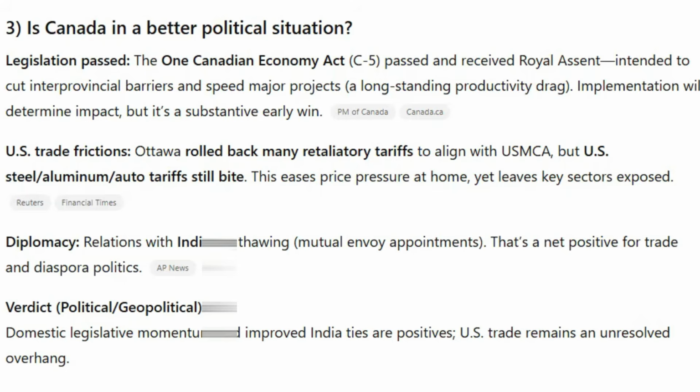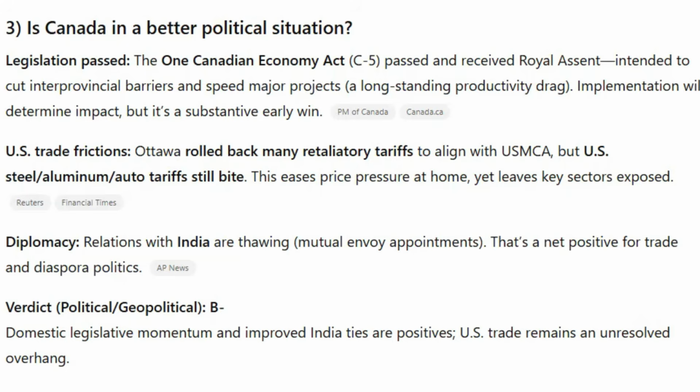Diplomacy, relations with India are fine. That's a net positive for trade and diaspora politics. Okay, let's get the trade going then. I mean, that's a huge market. Domestic legislative momentum and improved India ties are positive. US trade remains an unresolved overhang.